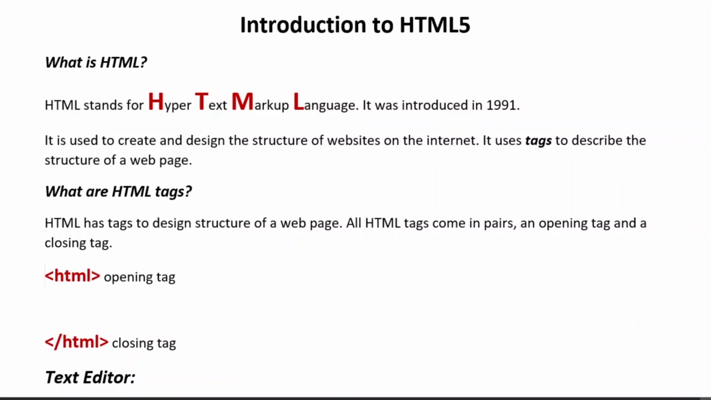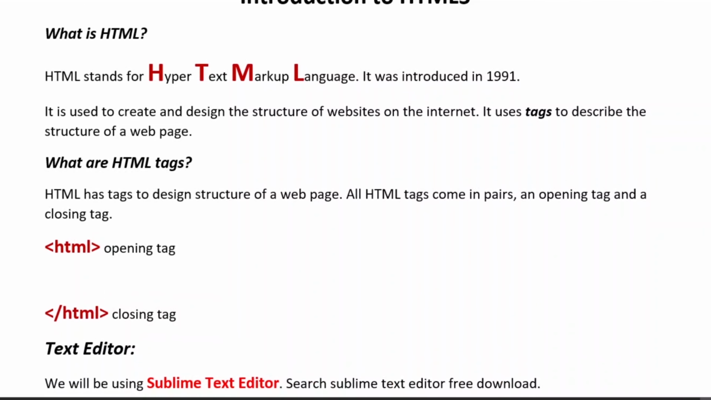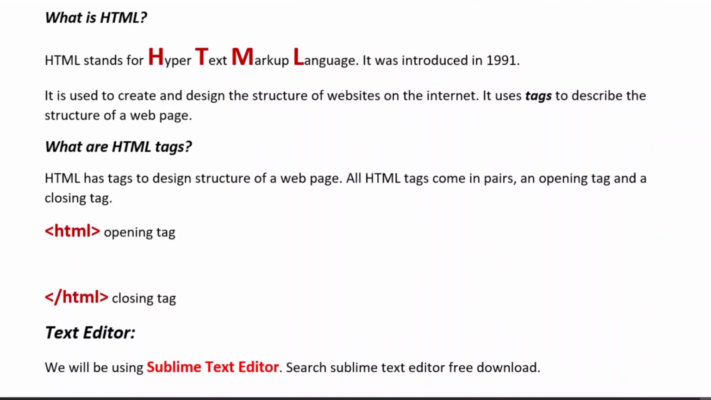How do we write the tag? How do we create a tag? We use the less than sign, then the tag name like this, HTML, then the greater than sign. We have many tags in HTML. This is just one example. For the closing tag, we use the less than sign, then the forward slash, the tag name, and then the greater than sign.